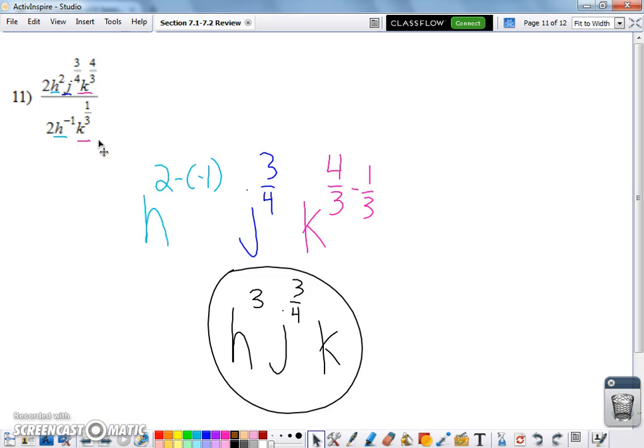This one's even trickier. This is a quotient property. First off, we divide 2 by 2 and get 1. Then we take h squared and h to the negative first. We subtract our exponents there. 2 minus the negative 1, 3. J to the 3/4 has no other combinations. Boom. K to the 4/3 minus 1/3. Numerator minus denominator. 3 over 3 is 1.